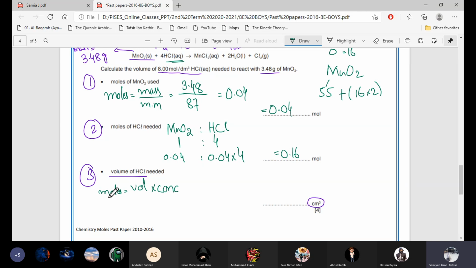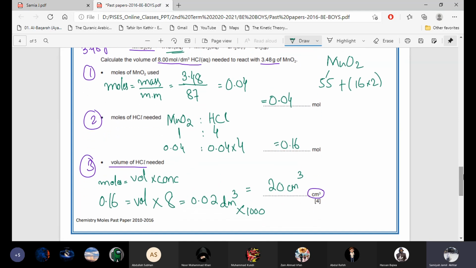So finding out the volume. What are the moles of HCl? 0.16. Moles divided by concentration, 8. What's the answer? 20 cubic centimeter. Yes. When we calculate it directly, we will get the answer 0.02, which is in decimeter cube. When we convert it into centimeter cube, we multiply it by 1000, so we get the answer in centimeter cube, 20 cubic centimeter. So be careful about everything, and the centimeter and decimeter also.